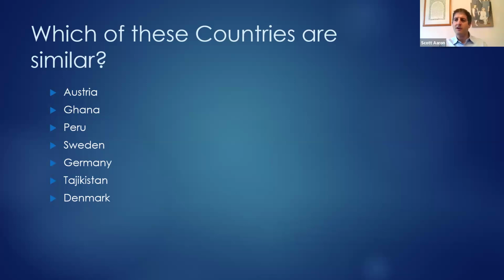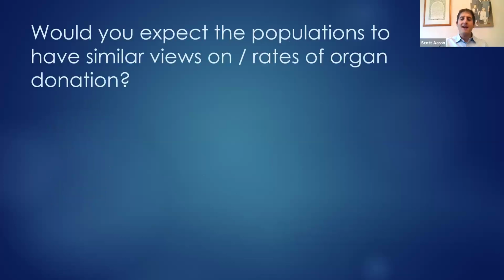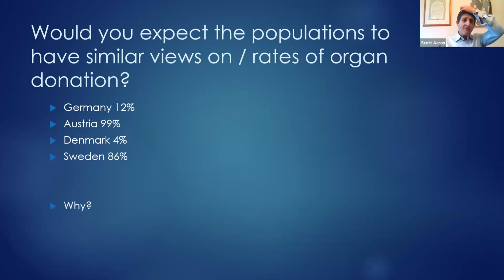So what are the organ donation rates in these countries? This data is quite out of date, but it doesn't really matter. Would expect Austria and Germany to have similar organ donation rates. Would expect Sweden and Denmark to have similar organ donation rates. What are the rates? Germany 12%, Austria 99%, Denmark 4%, Sweden 86%. What's going on? The answer is framing. How do you ask the question?